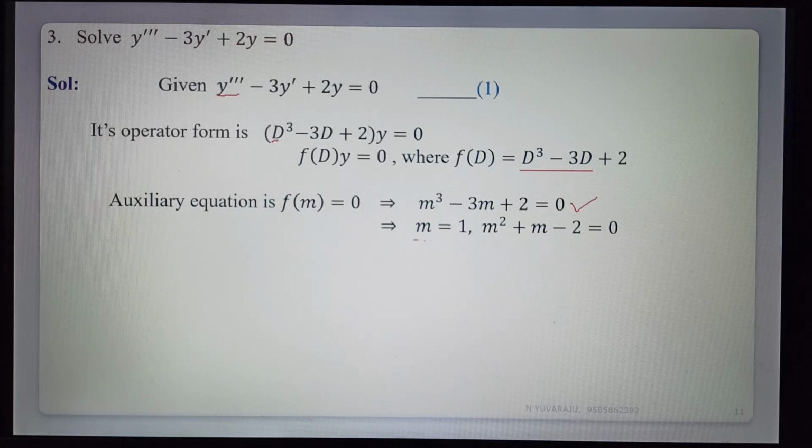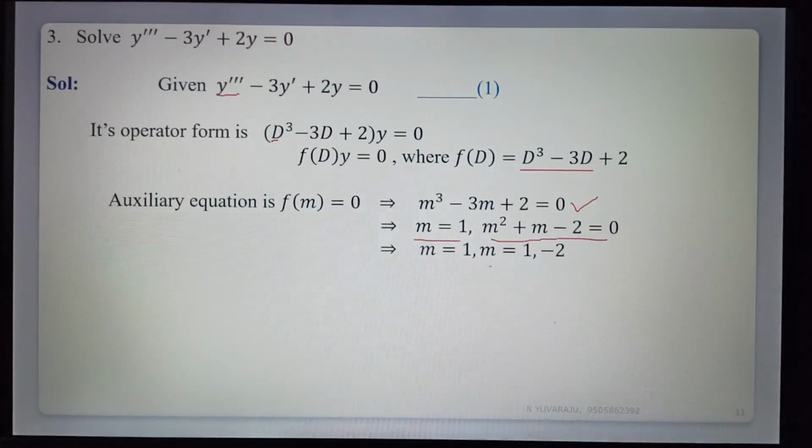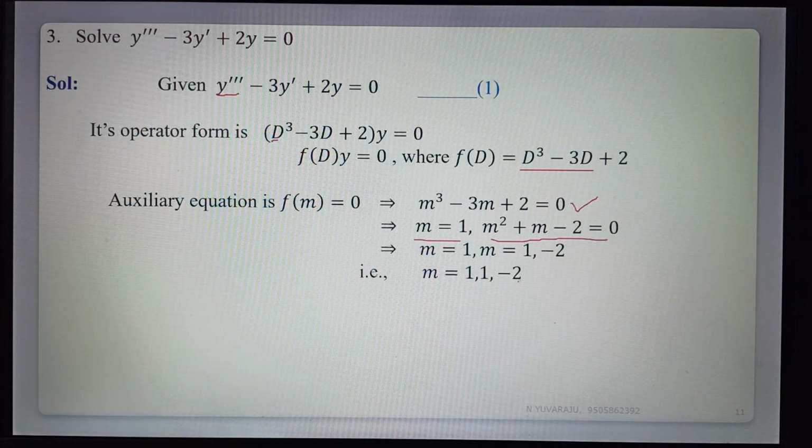m = 1 is the first root. Now for the remaining roots, using synthetic division, dividing by 1 the coefficients of the given equation, we get the second equation m² + m − 2 = 0. The roots are 1 and −2. So the roots are 1, 1, −2. Two roots are real and equal, and the remaining third root is distinct: m1 = m2, and m3 is distinct.